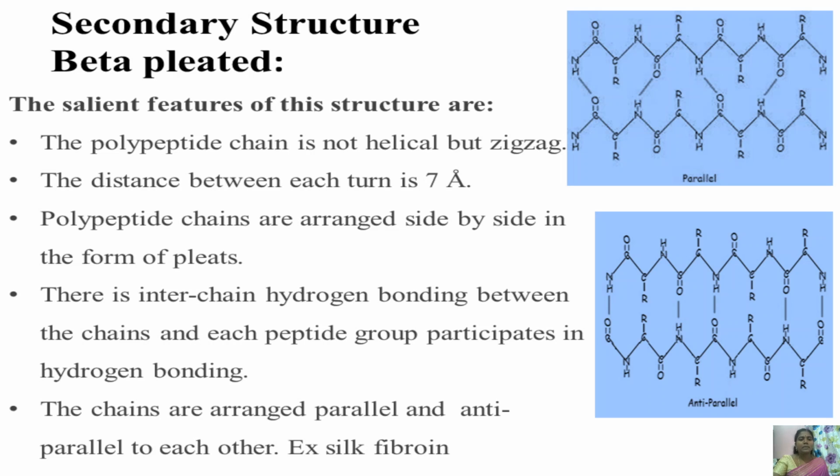Here the polypeptide chains are arranged side by side in the form of pleats. There is inter-chain hydrogen bonding between the chains, and each peptide bond participates in the hydrogen bonding. The chains are arranged parallel or antiparallel to each other. An example of this is the structure of silk fibroin, which is a beta pleated structure, and it is very tough because of its pleated arrangement.